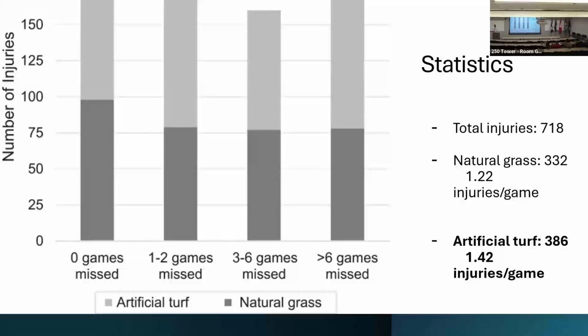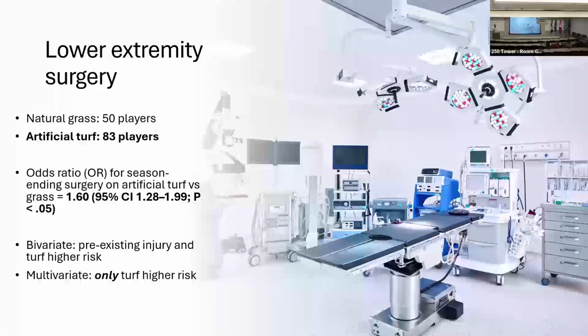Regarding severity, I included a slide for Rachel to help remind her of her time in the operating room. For injuries requiring lower extremity surgery, there was a higher rate of those on artificial turf. That was 83 injuries versus 50 on natural grass. And then they calculated an odds ratio for season-ending injury to be 1.6 with a confidence interval of 1.28 to 1.99. So they did find that that was statistically significant as well.